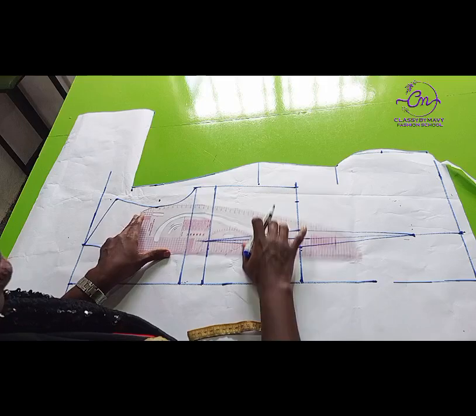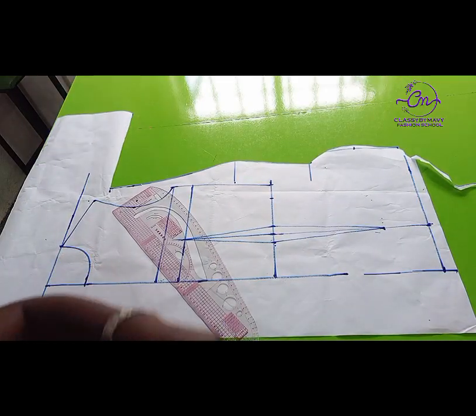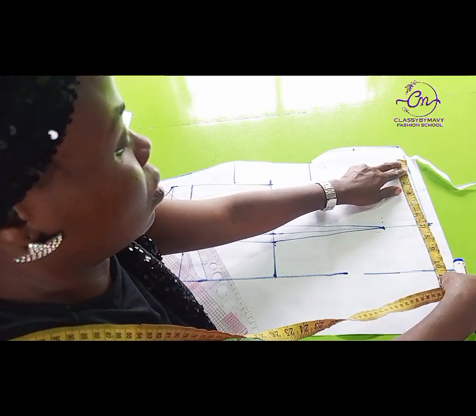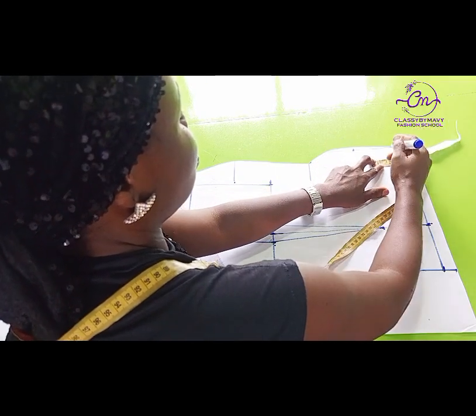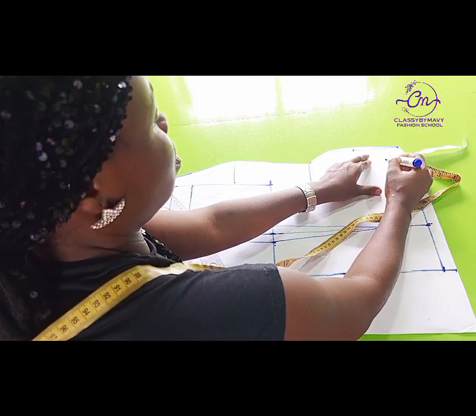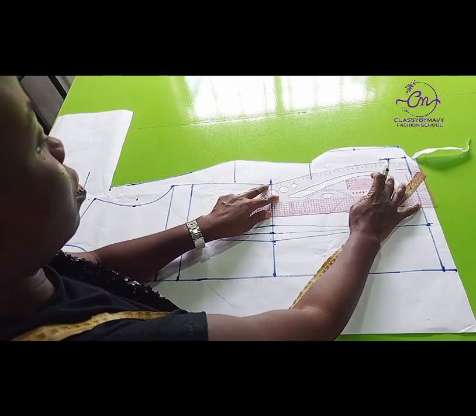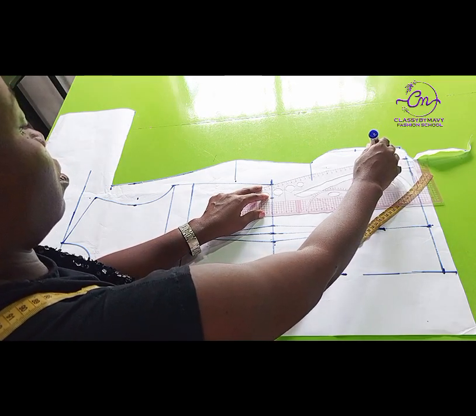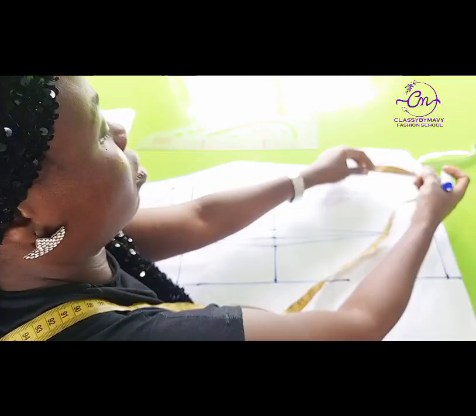Can you see? So I have linked, and then I'll also mark my hip circumference divided by 4, which is 42 divided by 4, 10.5. I'll mark 10.5 here, and then go up by 2 inches or 1.5 inches. I did 2. Then I link nicely. After linking, I'll also use my curved ruler, the hip curve area, to link it to the waistline. Can you see? So that also has been done.